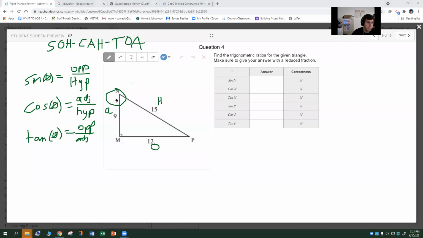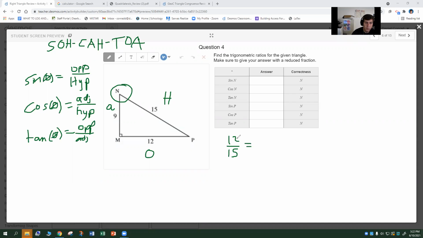The next one here. We're doing the same thing. We're just writing the ratios. Okay, so sine of N, so hypotenuse is 15. Across, so 12 is opposite. Adjacent is next to, so 9 is next to. Right? Sine is opposite over hypotenuse, so that's going to be 12 over 15.